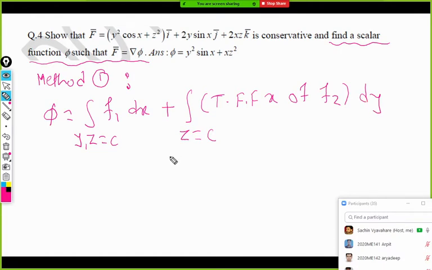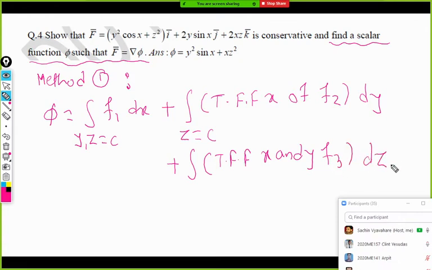Plus the integration of terms free from x and y of f3 dz. Now how many terms are in f3? Again only one. 2xz is a single term. Is it free from x and y? No, x is present there. So again a 0 comes here. So here y and z are constants, here z is a constant, and here nothing is a constant, because when we say terms free from x and y of f3, only the terms of z would appear here to integrate with respect to z. That is the shortcut formula.